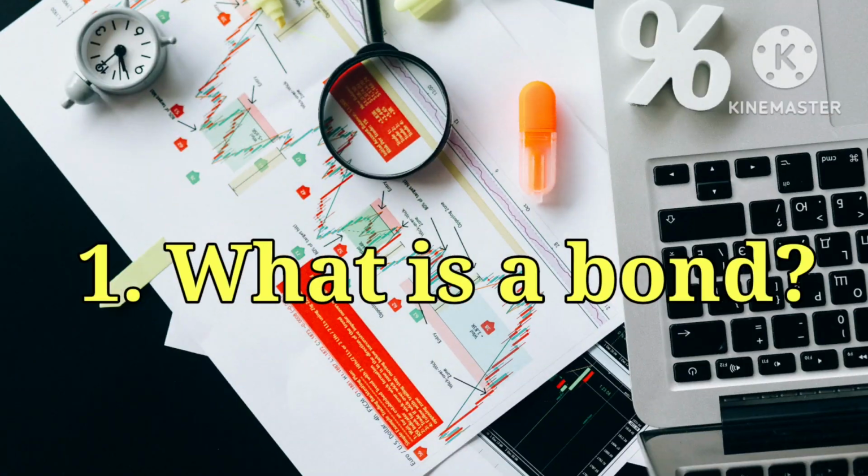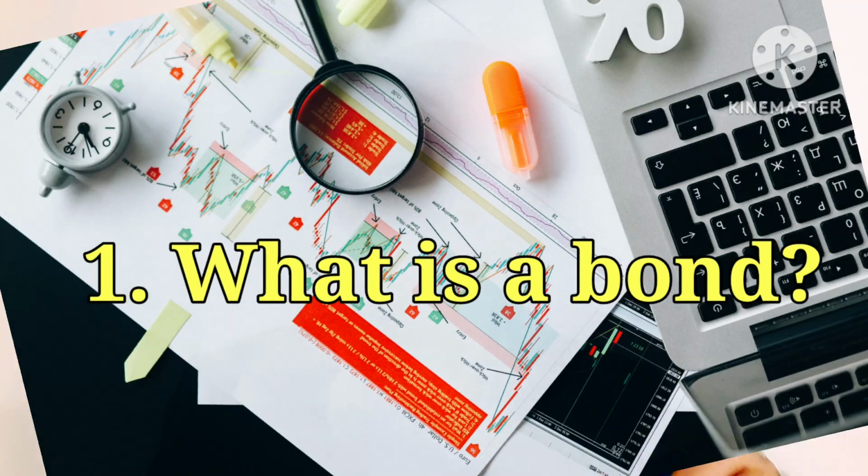So the first aspect, what is a bond? Well, a bond is a fixed income instrument, just like a fixed deposit, wherein you give your money to the bank and they open a fixed deposit account, and you are paid on a quarterly basis, a semi-annual basis or an annual basis, depending on the way you want to be paid. You can select that particular option.